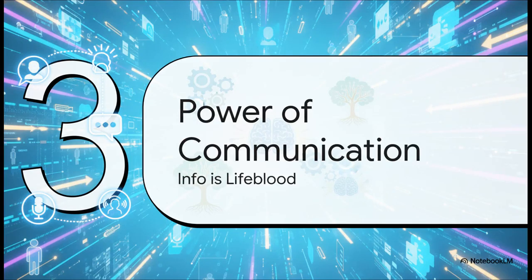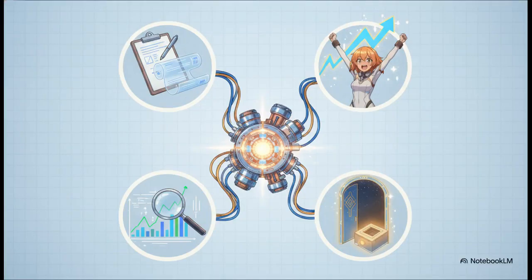Which brings us to Section 3, the power of communication, why information is the absolute lifeblood of the organization. So why should we care about all this routing, encoding, and mapping on a daily basis? Well, because communication does the heavy lifting for the entire business.